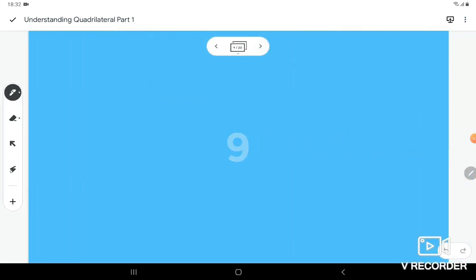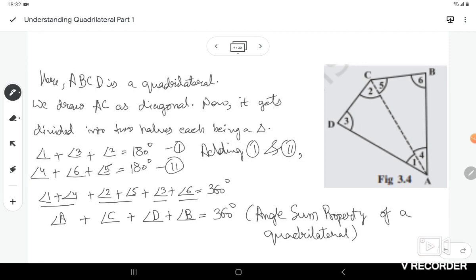Now let's see how this property helps us in solving the angle sum property of a quadrilateral. So first of all, let's see the figure that is given as ABCD, and we have drawn the angles and divided the figure by using the diagonal AC. So this has divided the figure into two halves, each being a triangle. Now here we are going to use the angle sum property of triangle, which I have stated before.